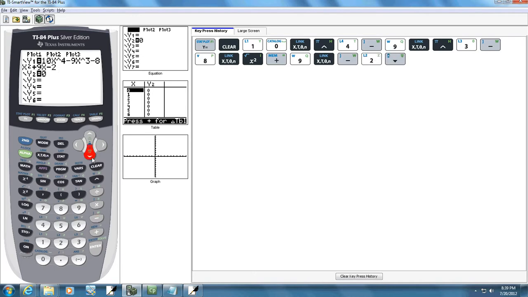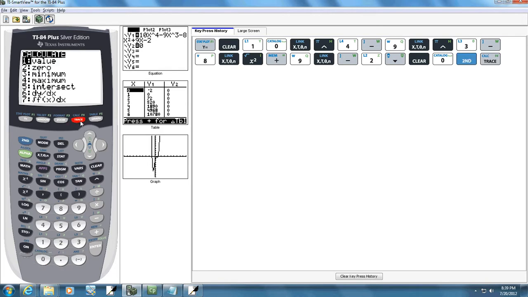Then you want to down arrow to y2 and clear, and you want a 0 on here. Mine already had a 0, but definitely make sure you have a 0 on y2. Then we're going to do a second trace, and we're going to choose the intersect, so I'll press 5. That chooses it, and it does the intersect for you. And our answer is where it crosses the x-axis.